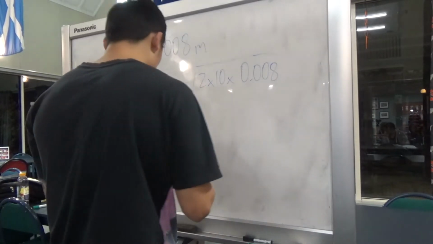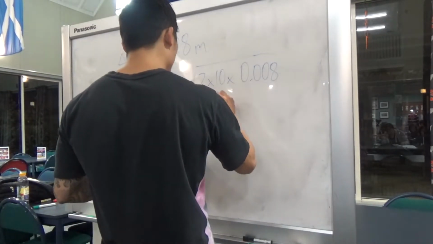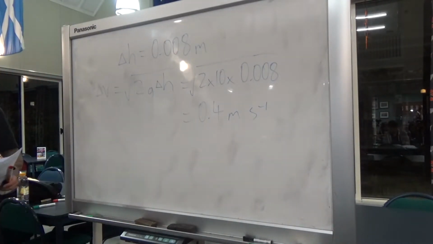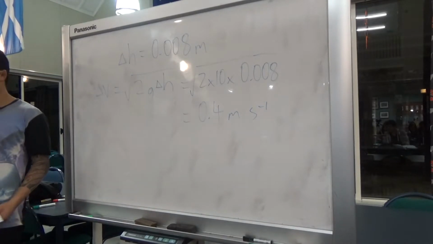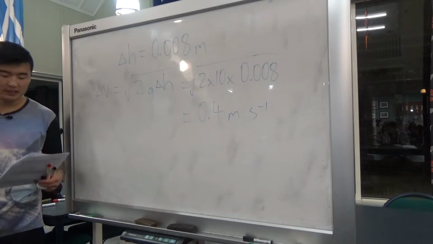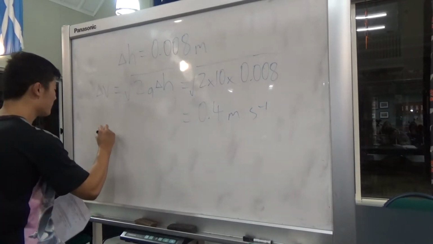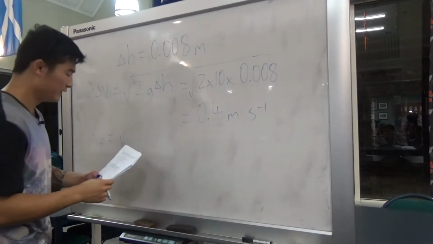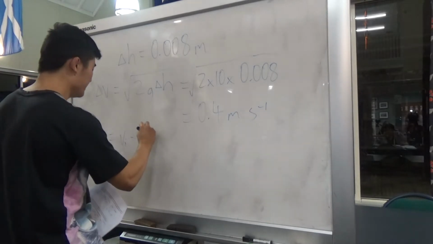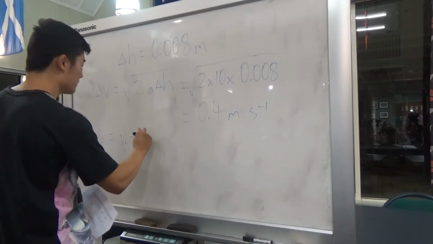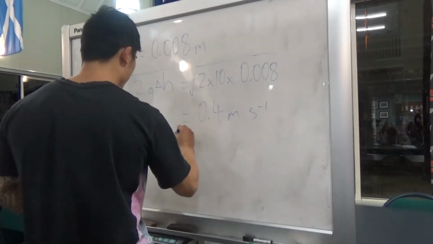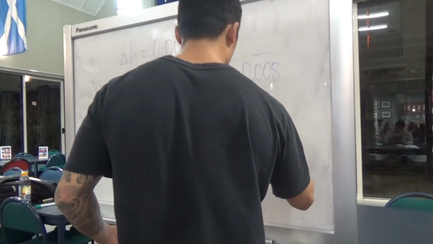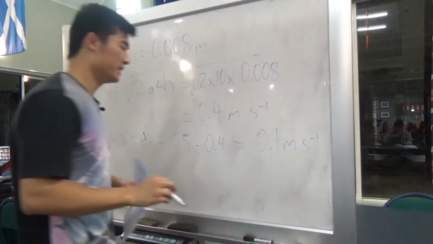So our change in velocity will be 0.4 meters per second. And so if it goes upwards, it's going to lose kinetic energy. So it's going to be going slower. So our final velocity is equal to the initial velocity, which was 0.5, minus the change in velocity. So that's 0.5 minus 0.4, which is equal to 0.1 meters per second.